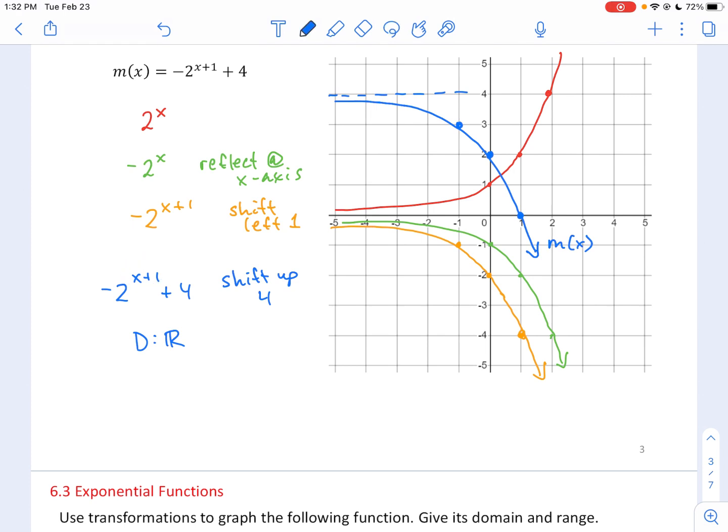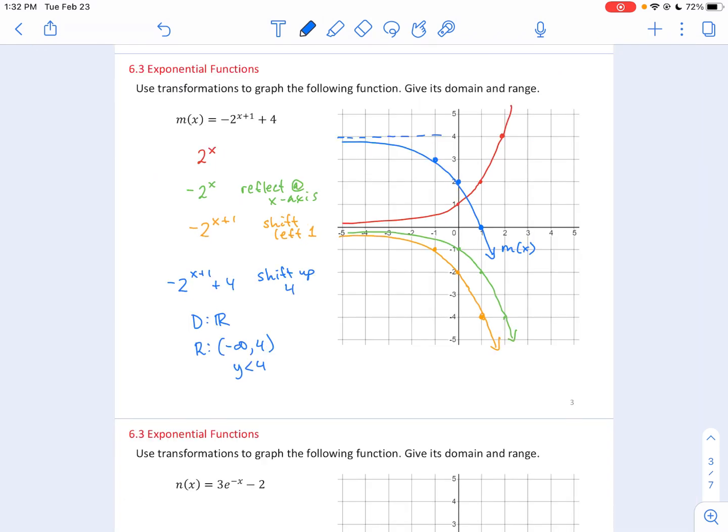But the range is certainly limited here. And the blue graph goes as far down as negative infinity. So if I think low to high, and then it goes as high up as 4, but not getting to 4. So the range will be negative infinity up to 4, but excluding 4. In other words, y has to be less than 4. Okay, let's do the next one.